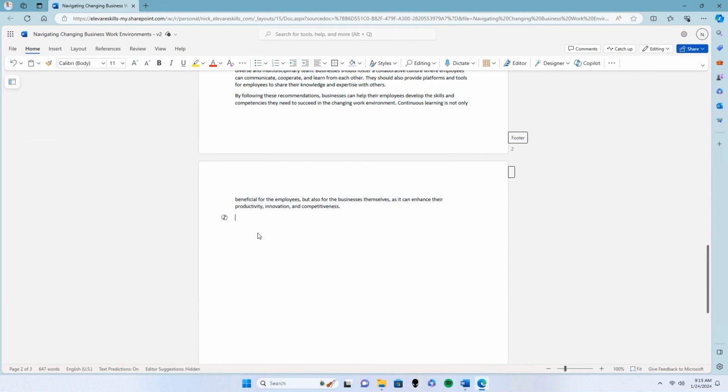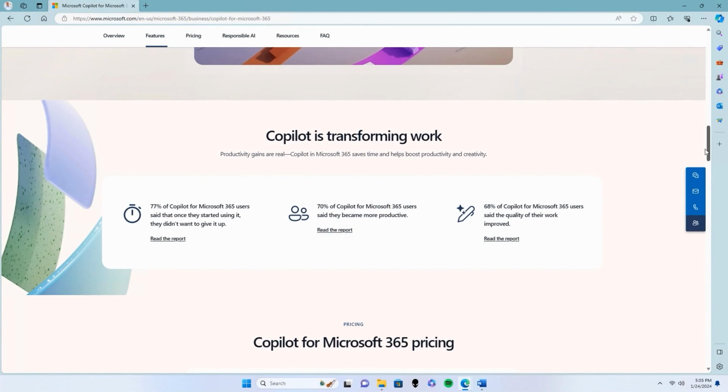We believe Copilot is going to transform the way we work. Those who have already begun using Copilot for Microsoft 365 have very positive things to say, including these notable comments: that once they started using it, they didn't want to give it up, that they became more productive, and the quality of their work improved.